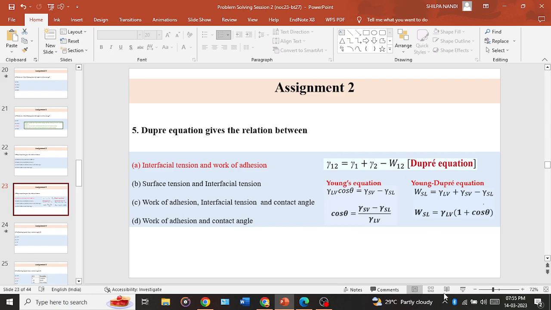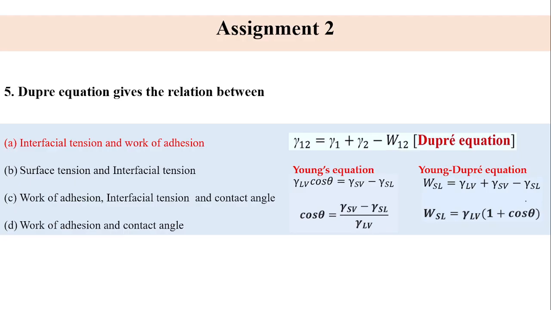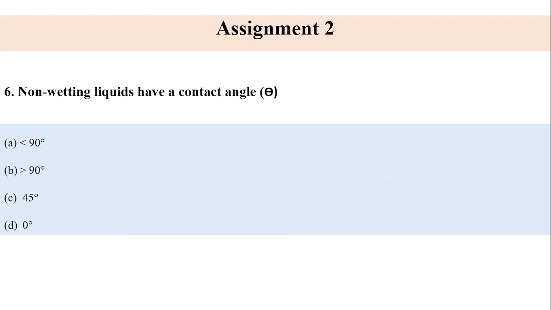Question number 6. Non-wetting liquids have a contact angle theta of: option A, less than 90 degrees; B, greater than 90 degrees; C, 45 degrees; and D, 0 degrees. So, non-wetting liquids.